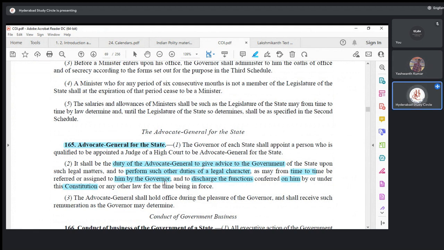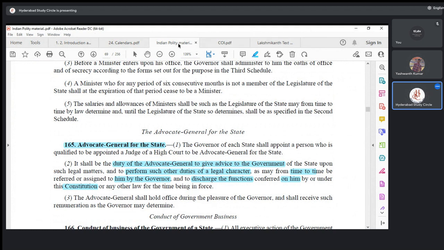So what is the role of the advocate general? To give advice to the government and to appear in the high court on behalf of the state government. Okay? Or appear in the courts on behalf of the state government.